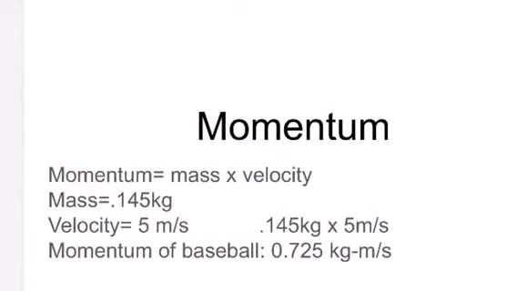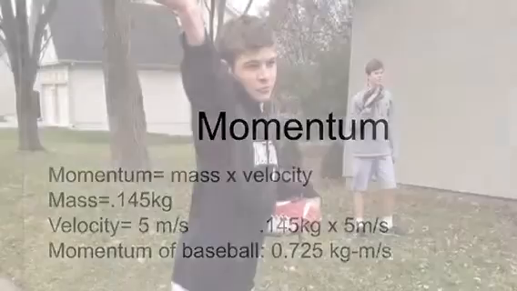Momentum equals mass times velocity. The mass of the baseball is 0.145 kilograms. The final momentum of the baseball is 0.725 kilogram meters per second.